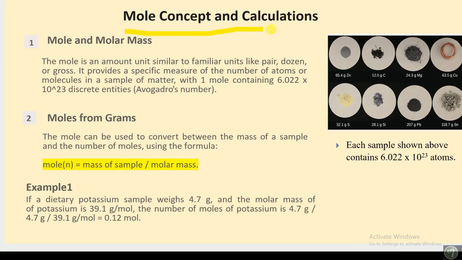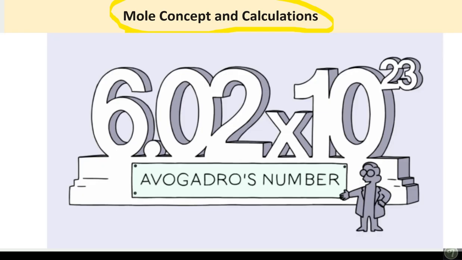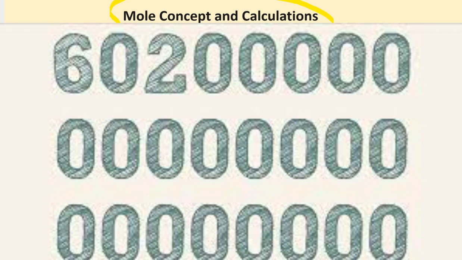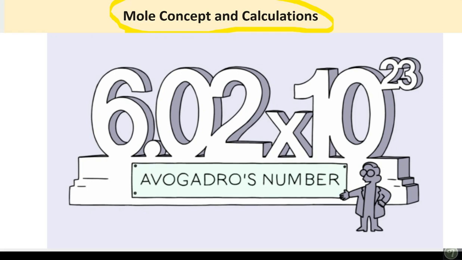What is mole? So mole is an amount unit similar to familiar units like pair, dozen, or gross. It provides a specific measure of the number of atoms, or number of molecules. So 1 mole is always represented with this number. If I say 1 mole of atoms, it is 6.022 times 10 to the power of 23 atoms. 1 mole of molecules is this many molecules. 1 mole of electrons is this many electrons. Anyhow, 1 mole is associated with this number.